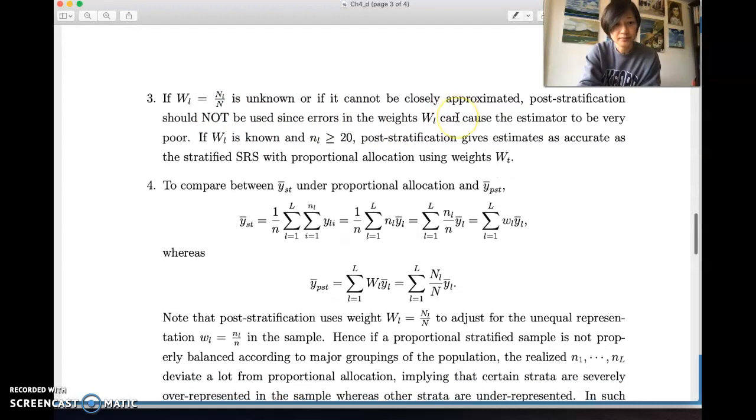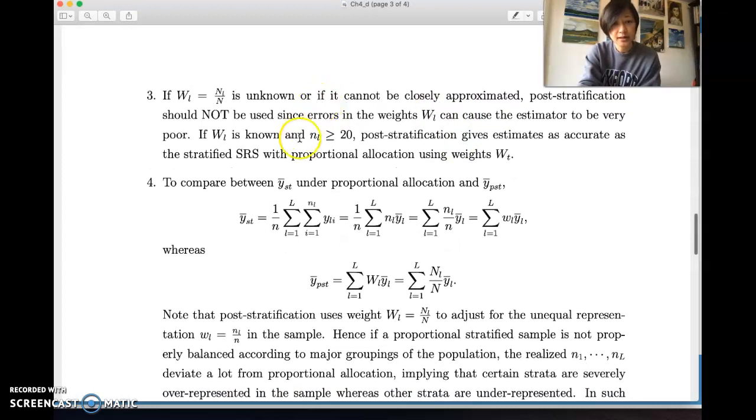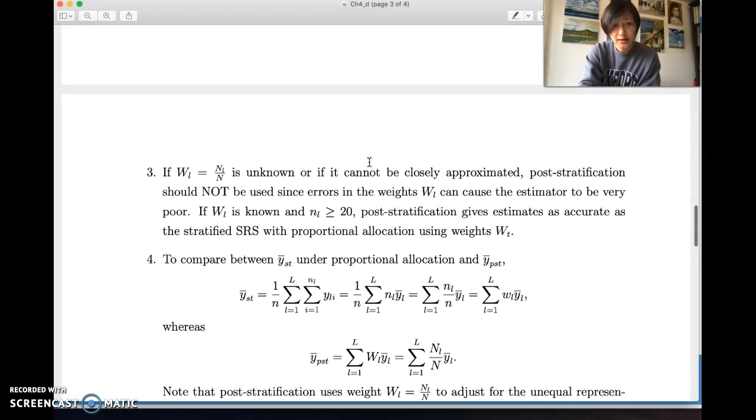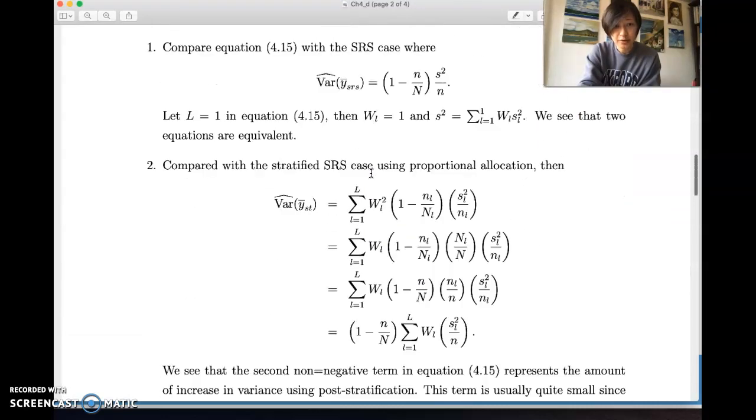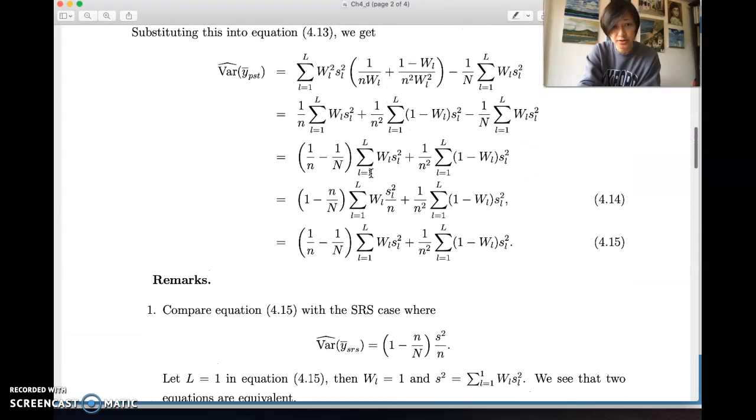Okay, when the sample size nL is greater than or equal to 20, at least a size of 20, then post-stratification would be good enough to be used, and we can estimate that using formula 4.14 for the post-stratification variance.